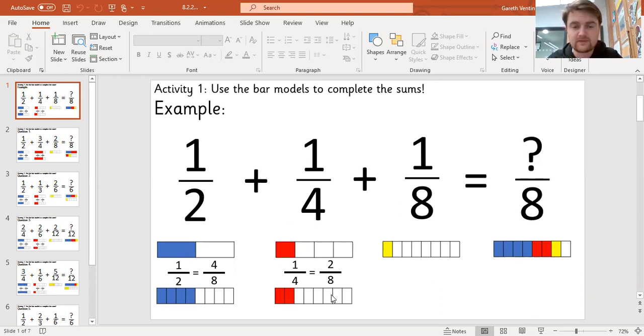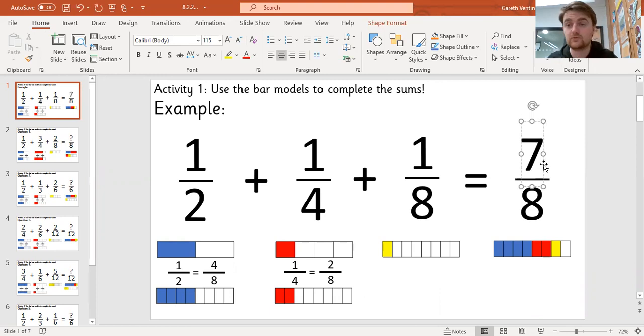Half is the same as 4/8. Quarter is the same as 2/8. An 8th is already 1/8. So I can see here I've got 1, 2, 3, 4, 5, 6, 7 eighths altogether. So 1/2 plus 1/4 plus 1/8 equals 7/8. That is for challenge numero uno.